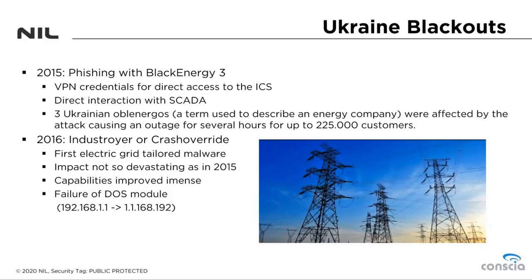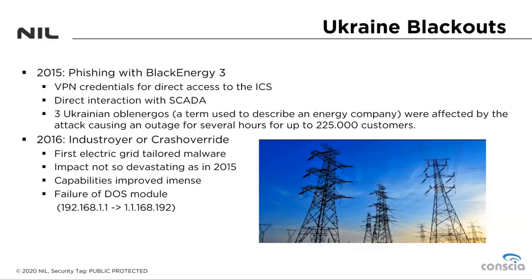The attackers then used Black Energy 3 to harvest VPN credentials, and after having VPN access, they interacted directly with the SCADA and caused about 2,100 households to go dark for up to 6 hours. The operators then switched to manual operation because remote operation was not possible anymore, but they managed to save the day in the end. In 2016, in terms of capabilities, the game changed.